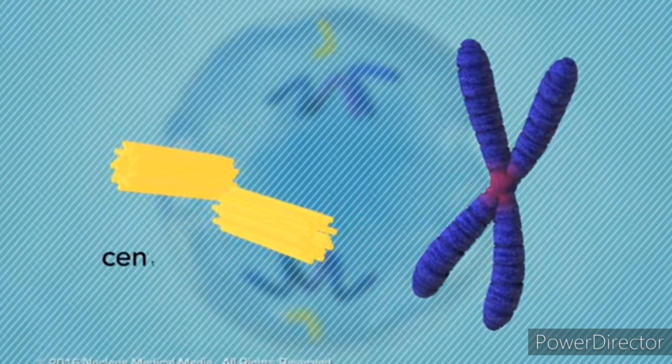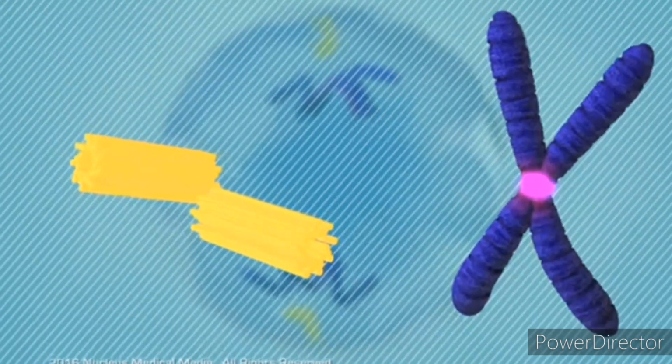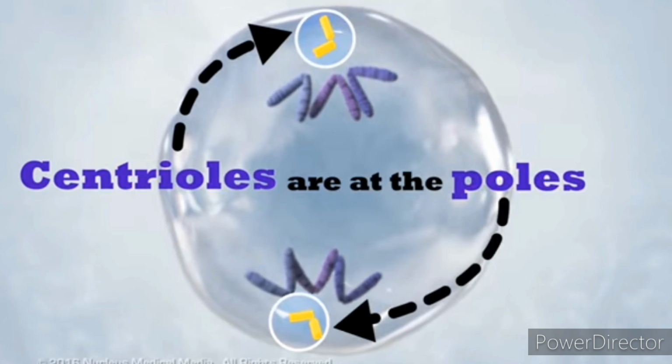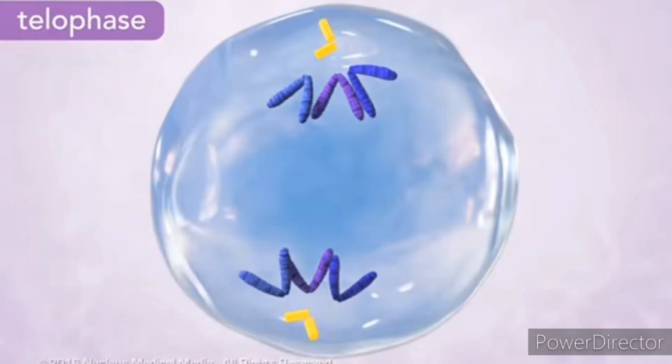It's common to confuse centrioles with centromeres, which connect chromatids. Remember, centrioles are at the poles. Telophase is the final stage of mitosis.